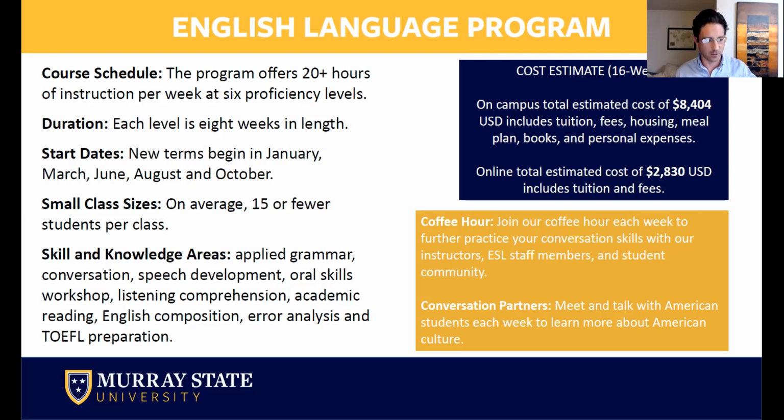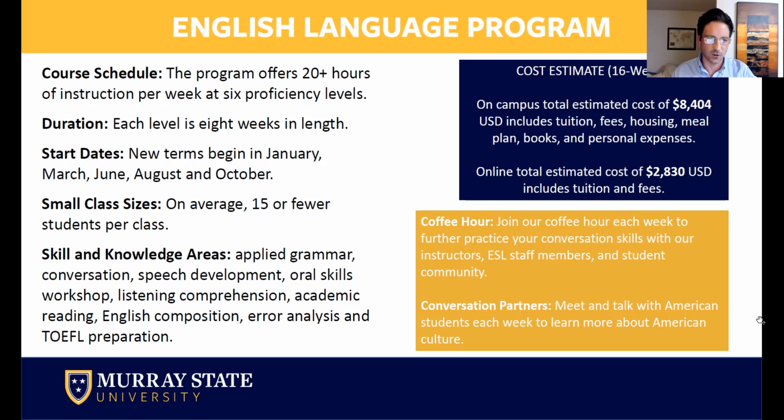We have starting dates all throughout the year. We have 5 starting dates. The next one would be in October, and then we have a starting date in January, one in March, one in June, and another starting date in August. So our classes are starting very frequently. We also have very small class sizes, so it's a great opportunity for students to practice their English, practice their academic English, which will prepare them for their university classes.